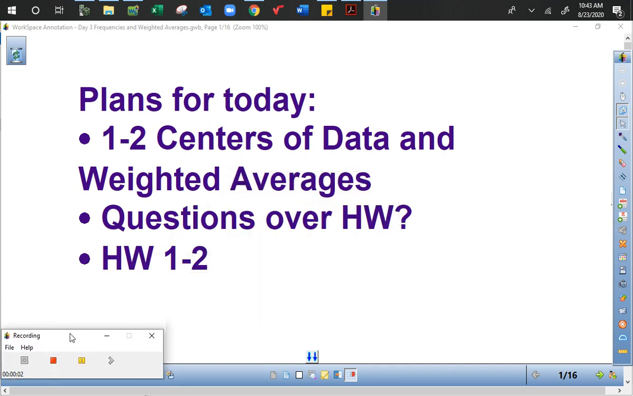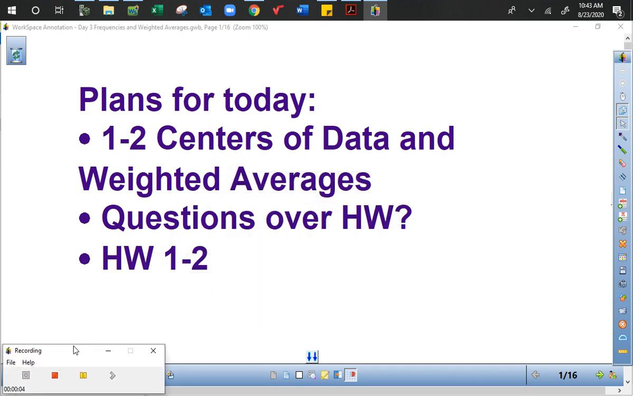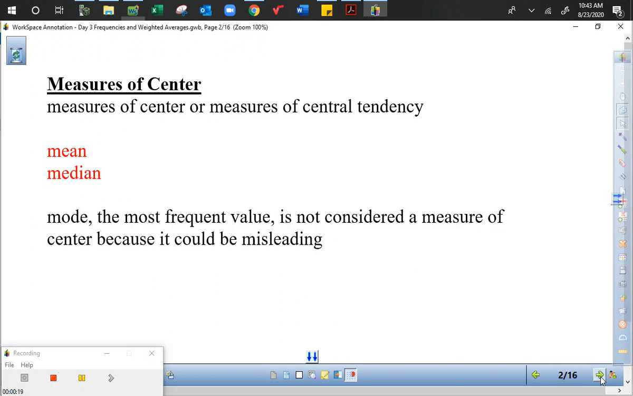Alright folks, today we're going to be covering centers of data and weighted averages. So make sure you have your class examples worksheet handy as well as a calculator. First of all, let's go ahead and talk about a couple of definitions that will help us today.